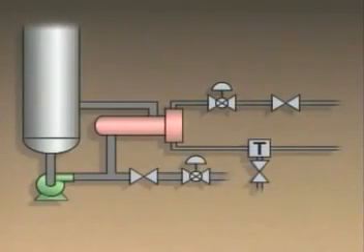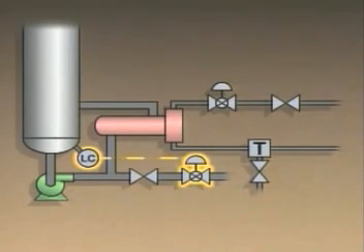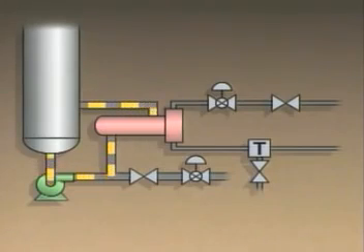Stopping the feed flow to the column also causes the level in the bottom of the column to decrease. When the level falls below a specified point, a level controller automatically closes the bottom's product takeoff valve. This causes the remaining bottom's liquid to circulate through the reboiler.